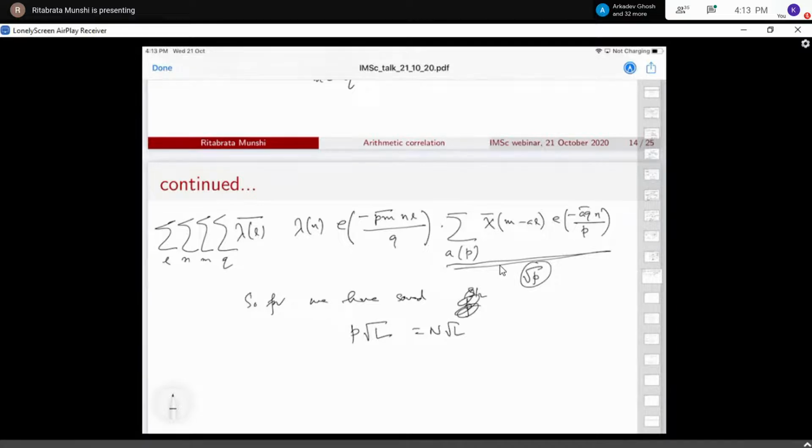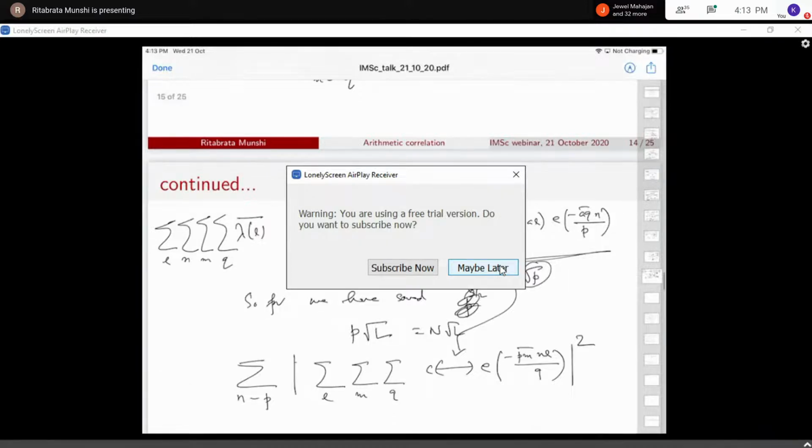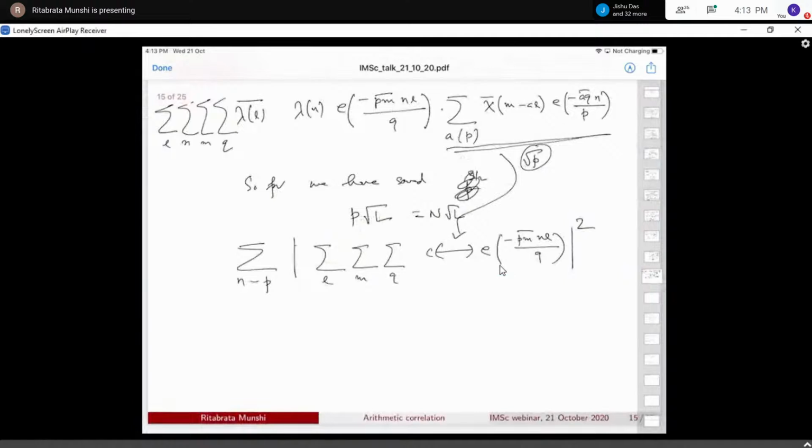I'm going to take the large sum outside. The large sum is N, which is still of size P. I'm going to throw my L, M, and Q inside. And then there is the character sum over here, and then you have an E of P, M bar, and L, Q square. Now the last step, as usual, is to open the absolute value square and apply Poisson.